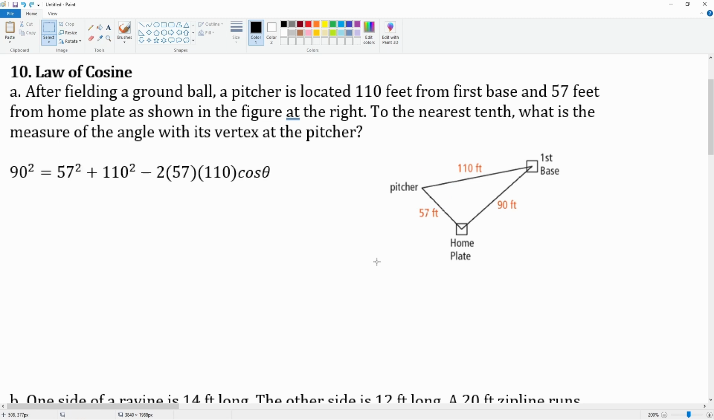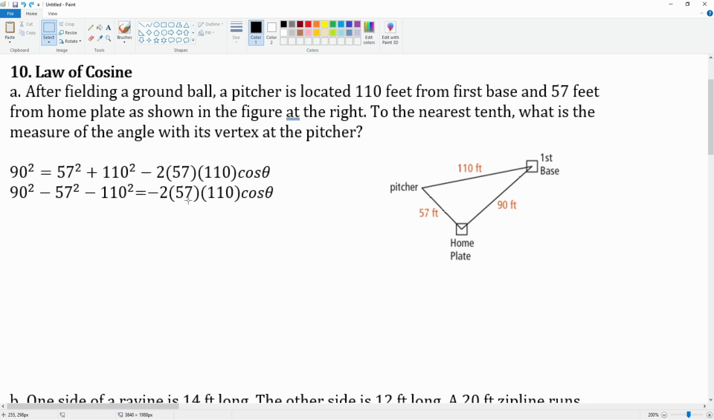Right? So it is basically 90 squared. The reason why it's 90 squared here is because the opposite to the picture is the length of 90. That's what it is, because it's going to be cosine theta. The theta is this part. So we subtract the 57 squared and the 110 squared to both sides.